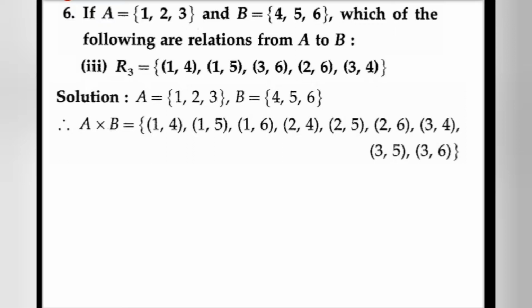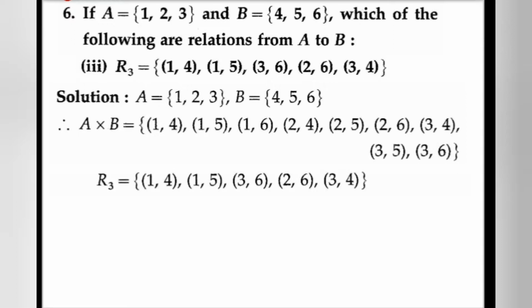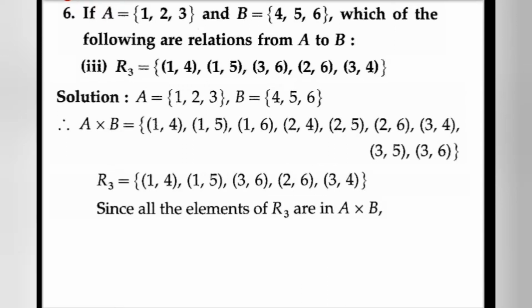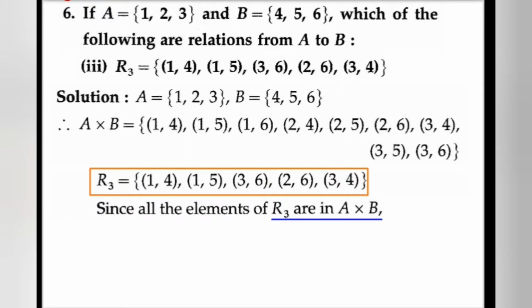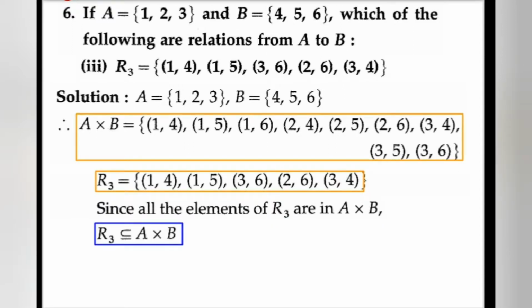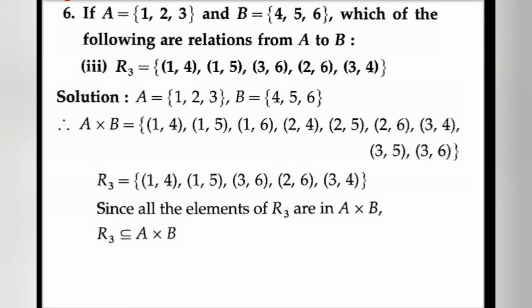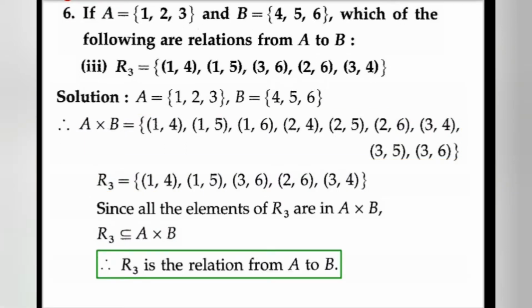Number 3, R3 is equal to set of (1,4), (1,5), (3,6), (2,6), (3,4). Now R3 is set of (1,4), (1,5), (3,6), (2,6), (3,4). Since all the elements of R3 are in A cross B, again R3 is a subset of A cross B. So R3 is a relation from A to B.